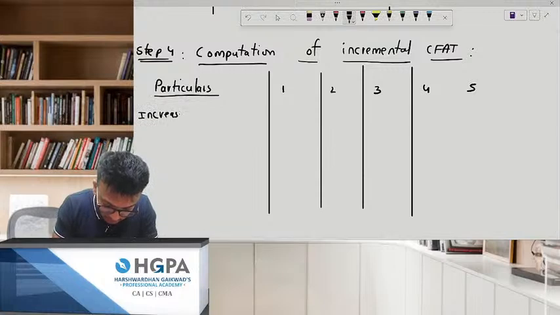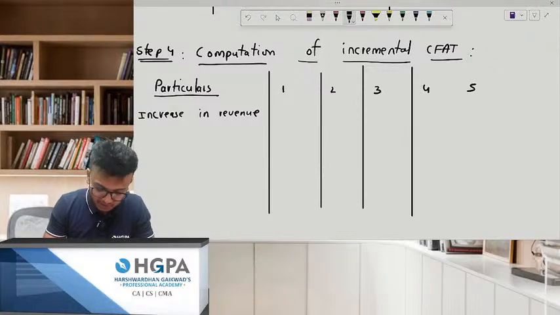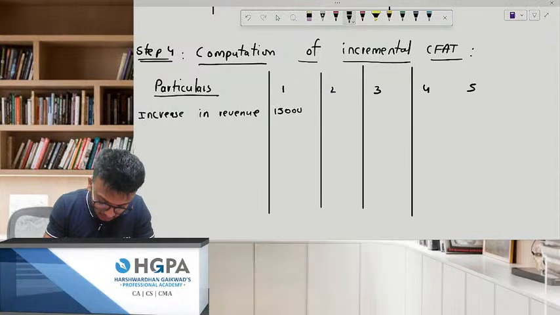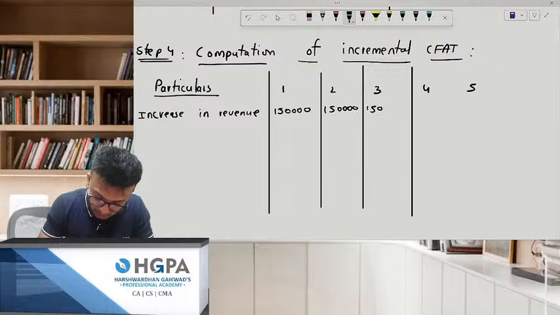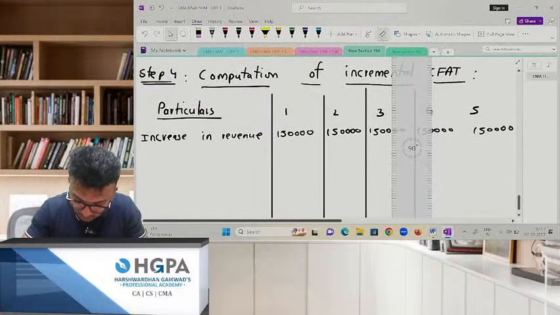Increase in revenue. I want everybody to pay attention, boss. Please pay attention. I remember this guy. Who is this, Balu? Were you there in the marathon or what, by any chance? 1,50,000. And 1,50,000. And 1,50,000.